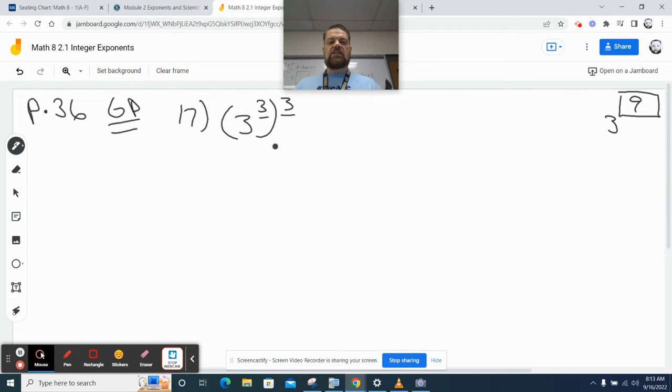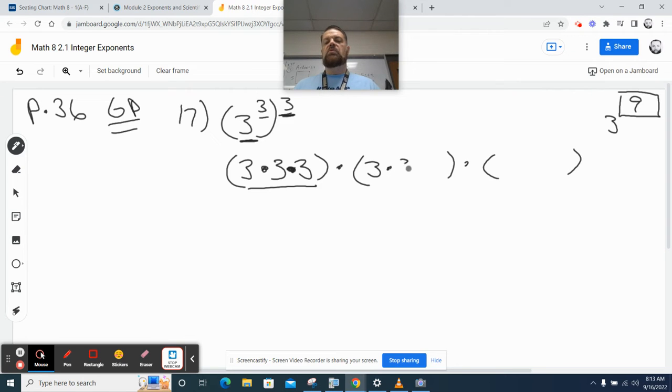So I'm going to write this a little differently. This is saying 3 times 3 times 3, right? That's 3 to the third power. How many times am I going to multiply that by itself? 3 times. So I'm going to do this 1, 2, 3. Now in here, I'm going to put 1, 2, 3, 3s. And then 1, 2, 3, 3s. How many 3s do I have total? 9.